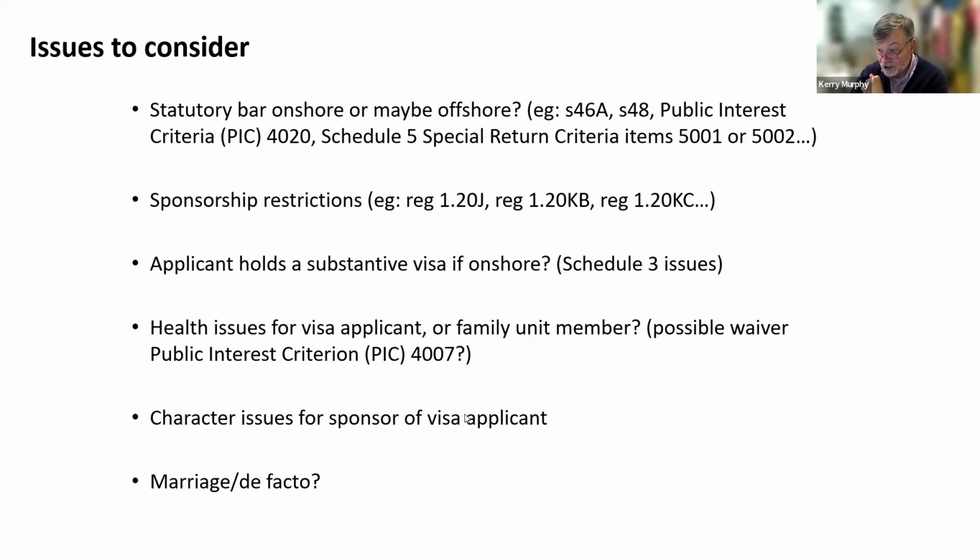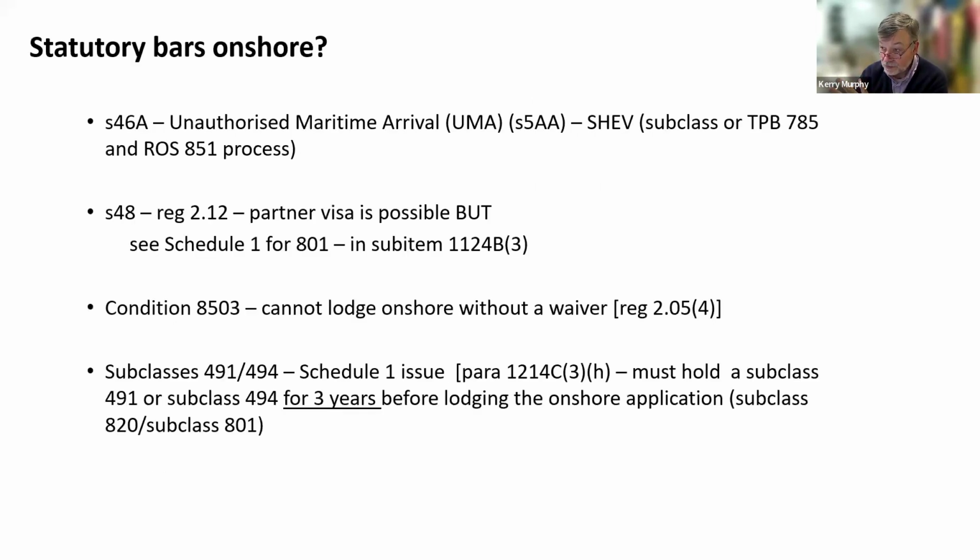Character issues for sponsor and the visa applicant. Are we dealing with marriage or de facto? These are all the things we might be considering when someone walks in and says, hey, I want to lodge a partner visa. Unauthorised maritime arrivals. These are people who have come to Australia by boat within a certain period of time. They can't apply for anything unless the minister literally lets them do so. It's a ministerial intervention power.